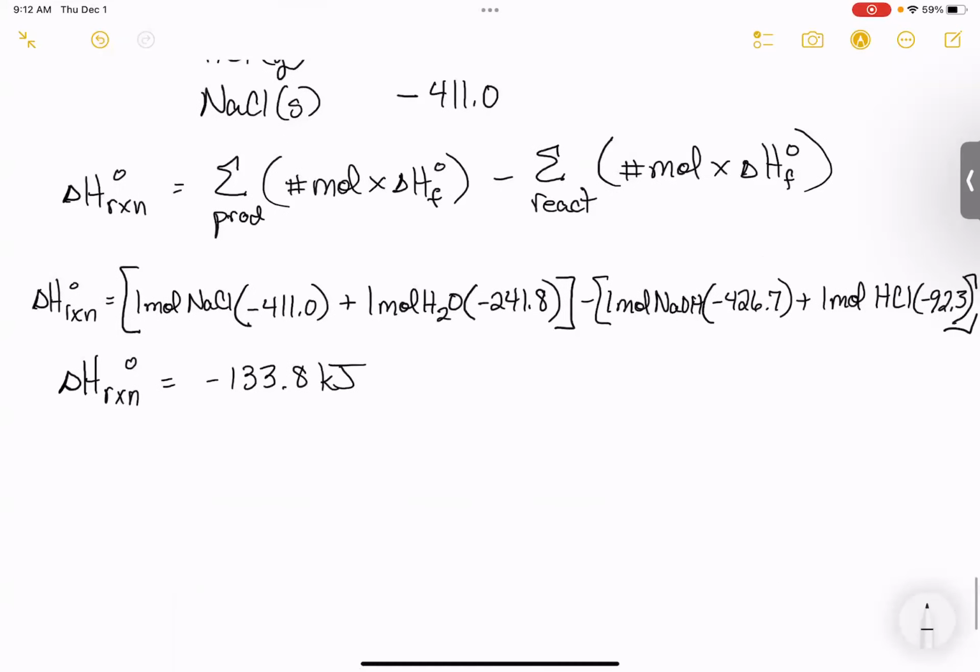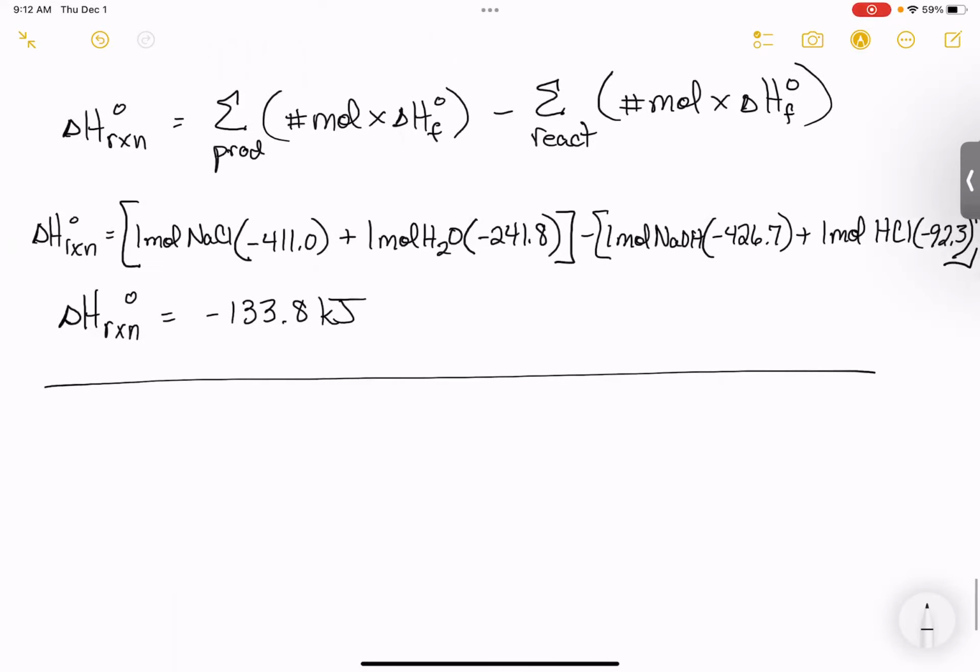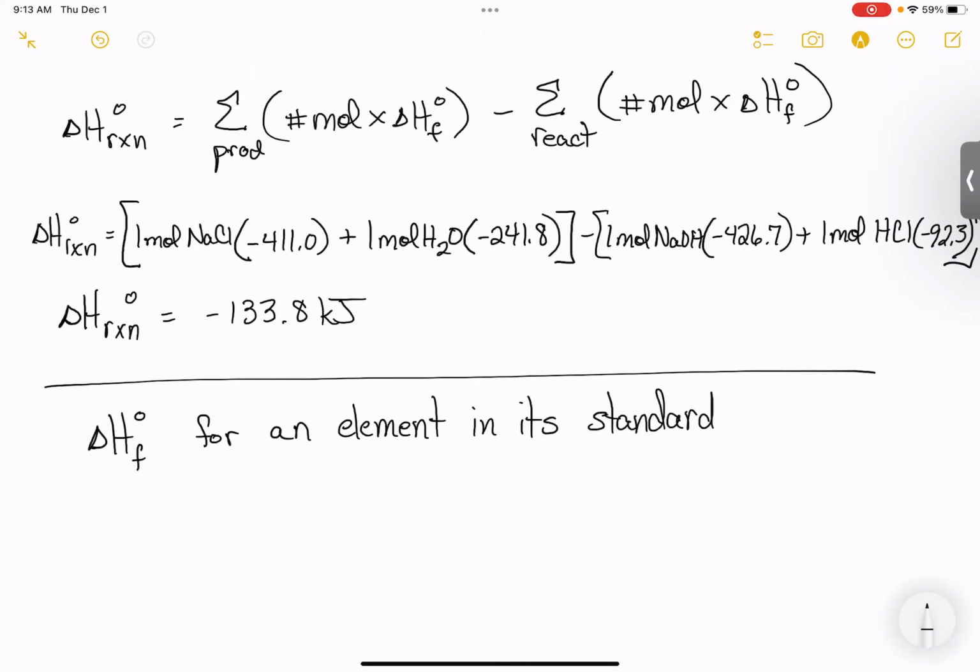The other thing I wanted to mention, and I'm going to start with a couple of these problems in lab today, just because this is on the exam, is that the delta H of formation for an element in its standard state is equal to 0. That is actually important, because that is how all of these delta H's of formation were determined, as we started with the elements in their standard states.